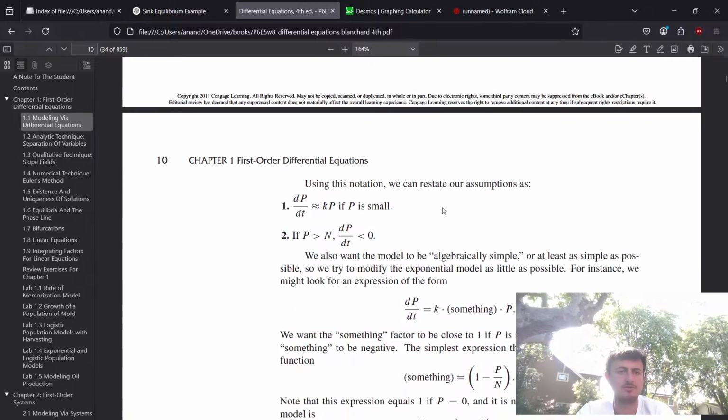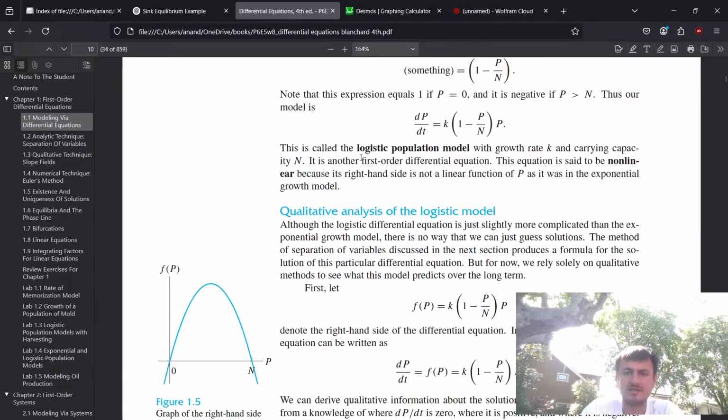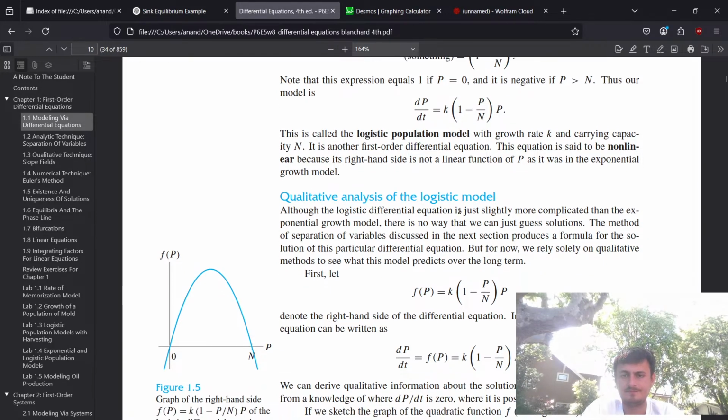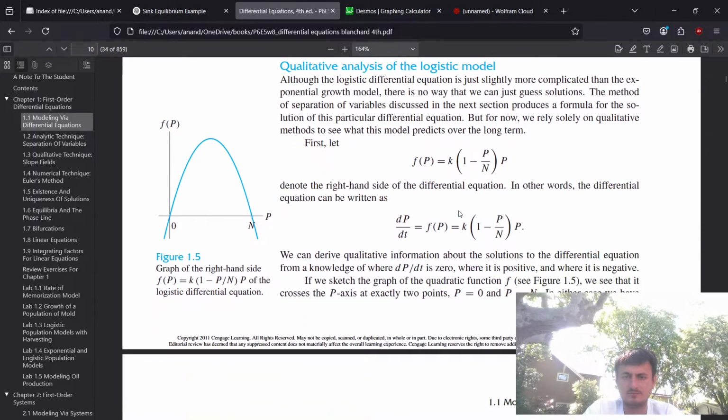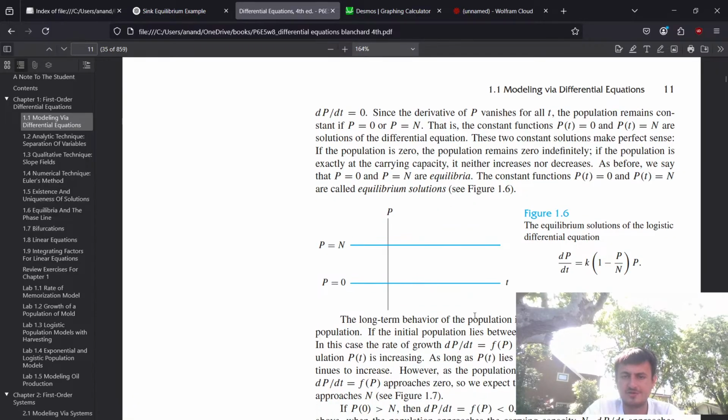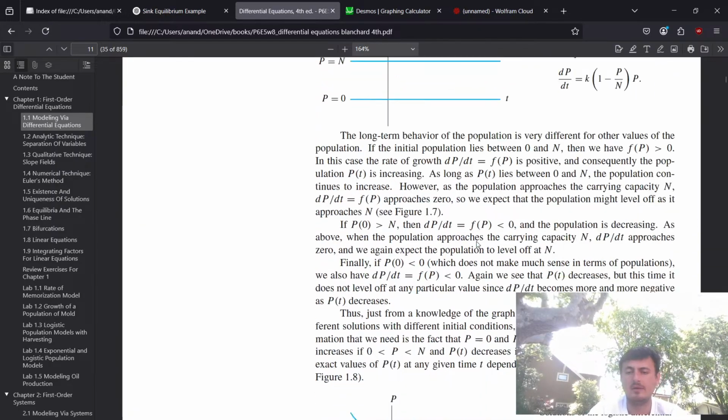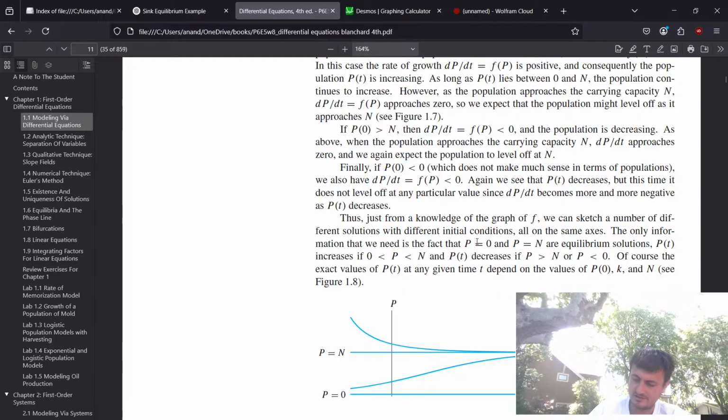Okay, then they introduce another model with carrying capacity, and it has a special name. Logistic: x dot equals x times 1 minus x. Then they analyze that. They find that there are two equilibrium solutions. And then it has this shape.